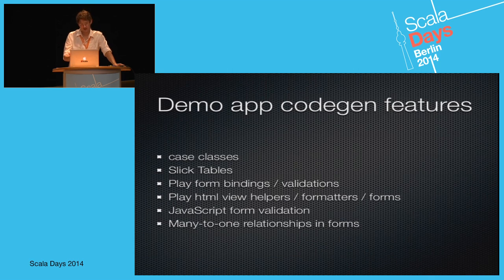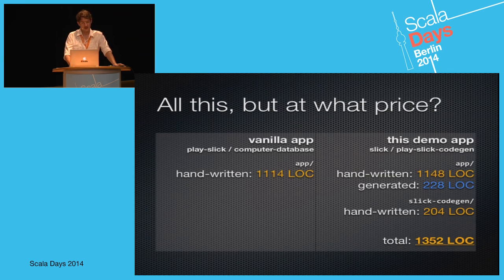And what I CodeGen in this thing is case classes, Slick tables, Play form bindings and validations, Play HTML view helpers, formatters, forms, JavaScript form validation stuff, and one-to-many relationships. And that's the impact on the app. Before it was 114 lines of code, and later it was basically 1,352 lines, adding all these features, but based on code generation. The left is the size of the code in the Play-Slick sample app, and on the right, the one I built from it.